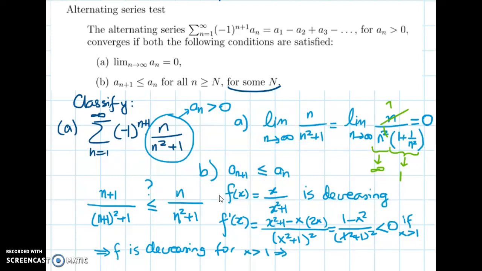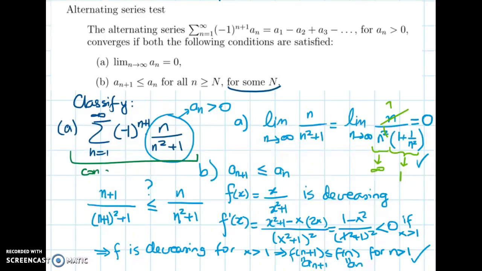And then what I can conclude is that f(n+1) will be less or equal than f(n) for n greater than 1. Remember, this was a_{n+1} and this was a_n. So the second condition is also verified. We verified the first one, we verified the second one, and then we can conclude that this alternating series is convergent. So we classify our example.